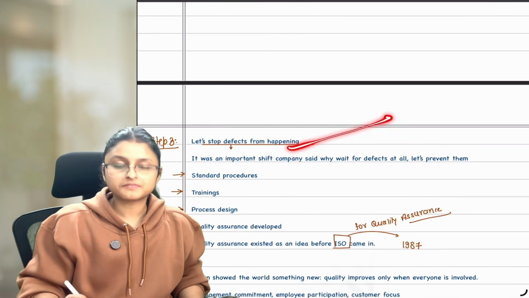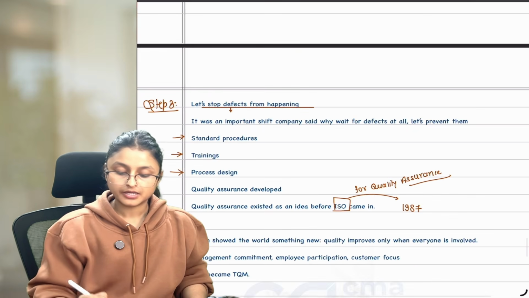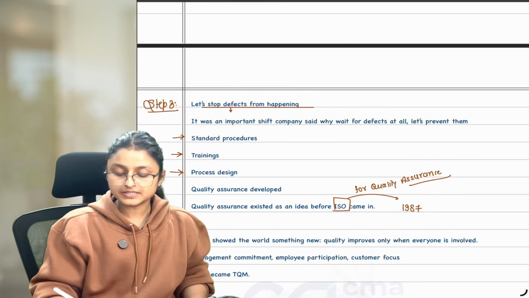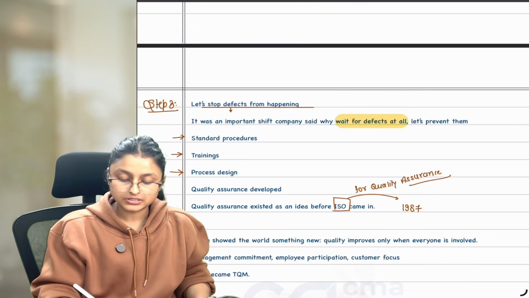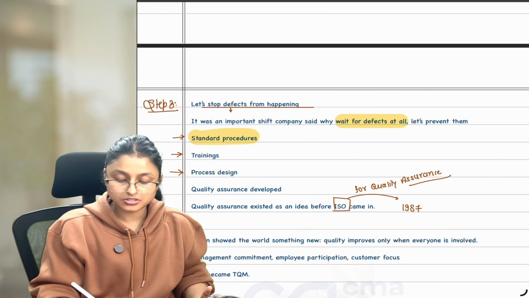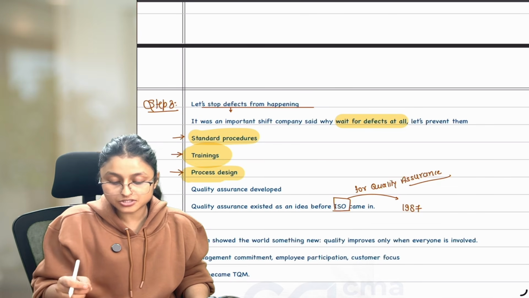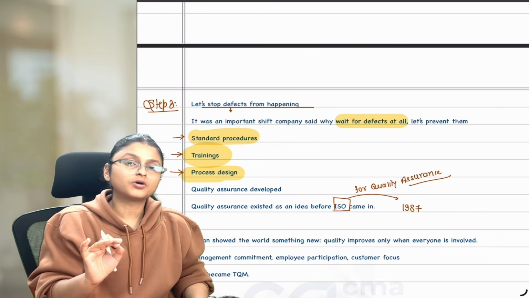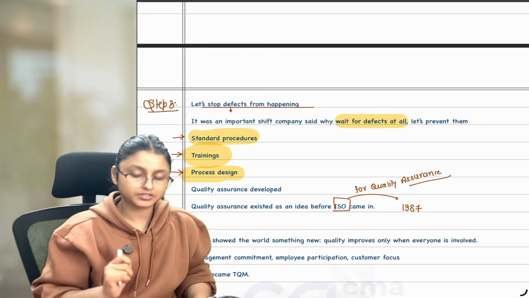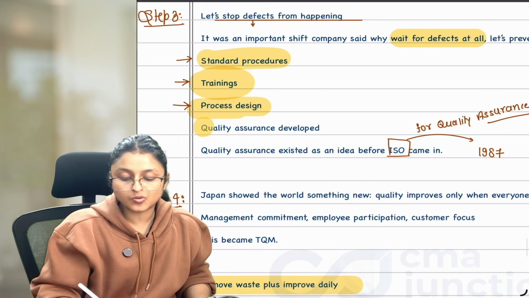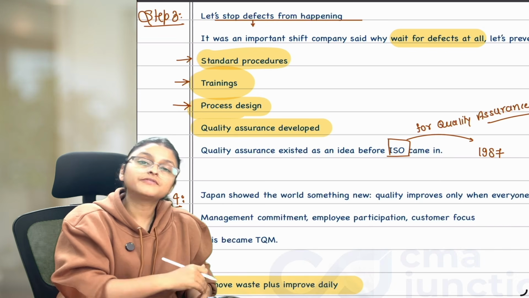Let's stop defects from happening. This is the technique which focuses on stopping defect from happening. It was an important shift. Company said, why wait for defects at all? Let's prevent them. For these, we need some standard procedures. We need to train our employees. We need to design our processes such that we are able to assure quality. We are able to have less defects as compared to what we are having now. And that is what is known as quality assurance, where we are focusing on the process to prevent defects.